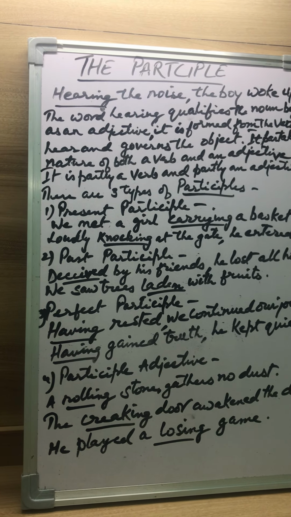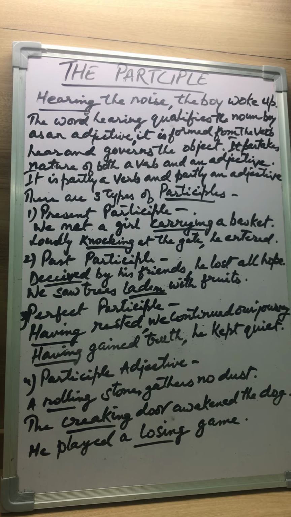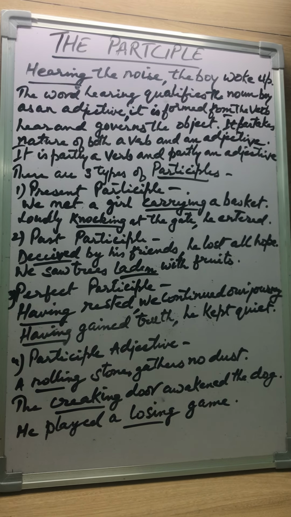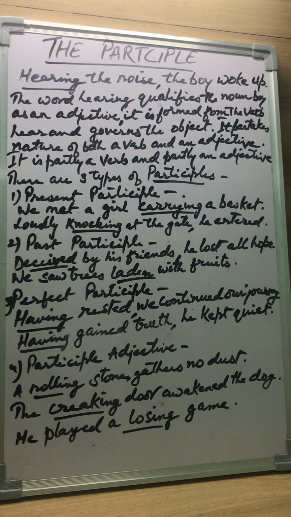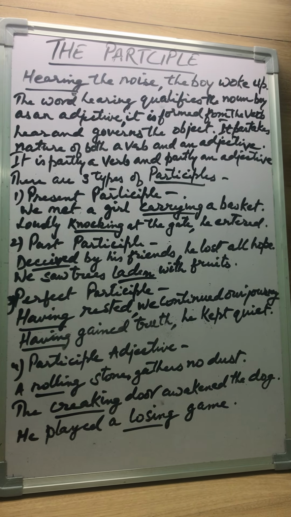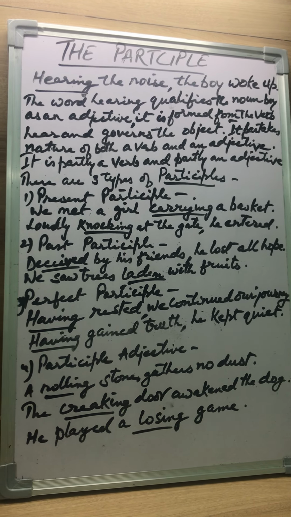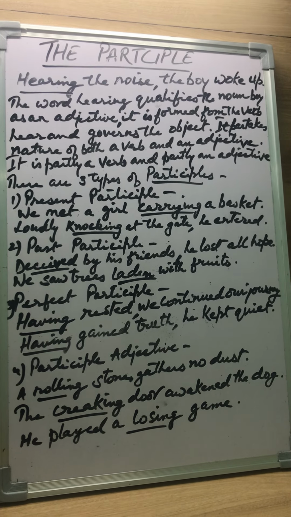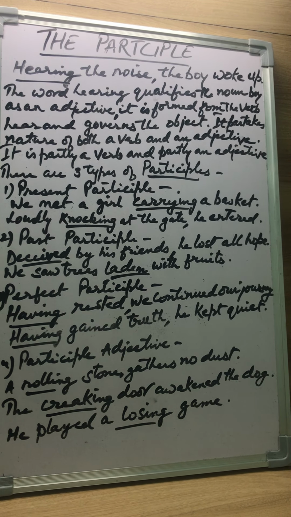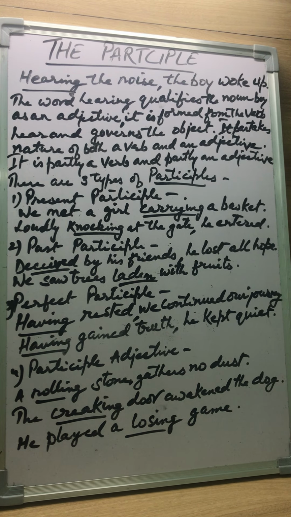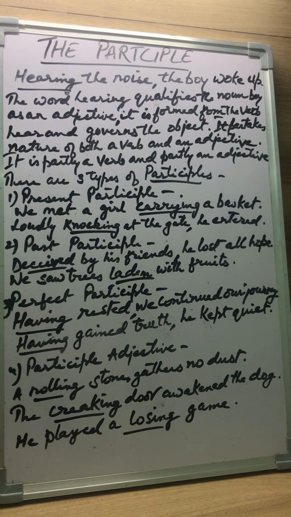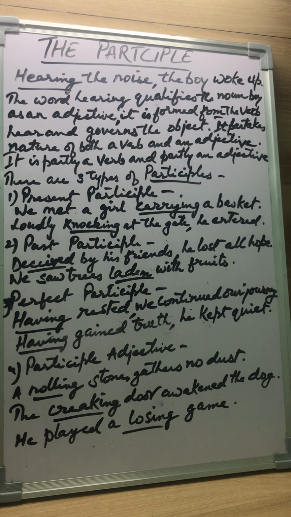In the following examples, the participles are used as simple qualifying adjectives in front of a noun, thus they are called participle adjectives. For example, a rolling stone gathers no dust. Stone is the noun and rolling is the participle which is qualifying the stone. Which stone? Rolling stone. The creaking door awakened the dog. Which door? Creaking door. So creaking is the participle which is an adjective qualifying the door.